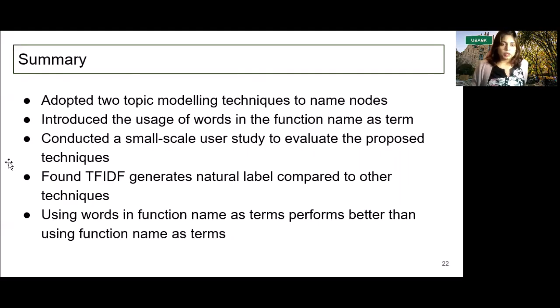In summary, in this paper, we adopted 2 topic modeling techniques to name nodes along with the TF-IDF technique. We introduced the use of words in the function name as terms. We conducted a small scale user study to evaluate the proposed techniques. We found that TF-IDF generates natural labels compared to other techniques. Using words in function names as terms performs better than using function names as terms. And the previous studies didn't consider the words as terms during the labeling process.